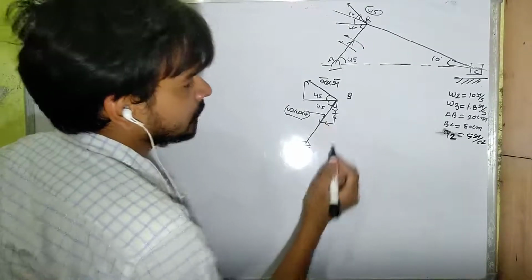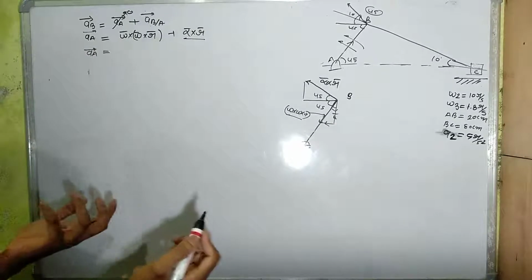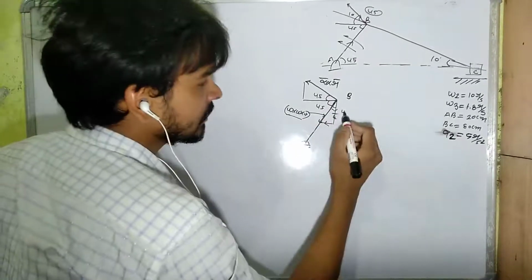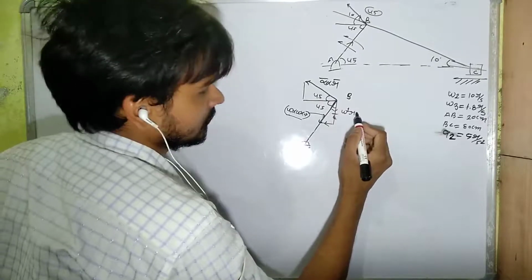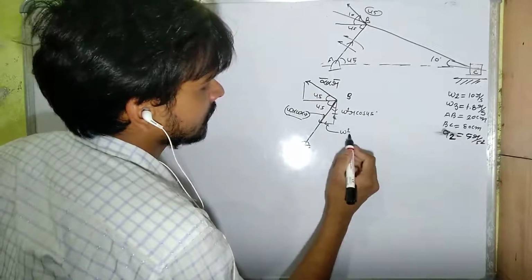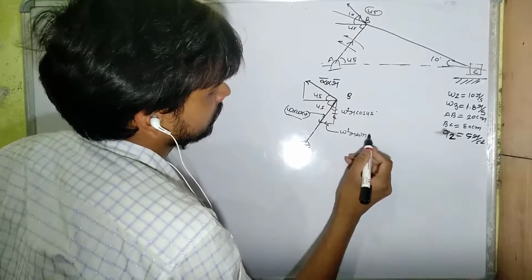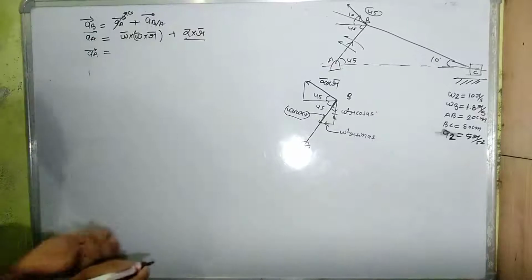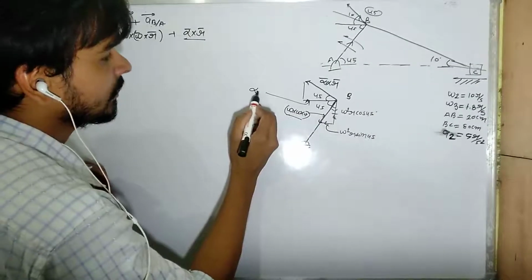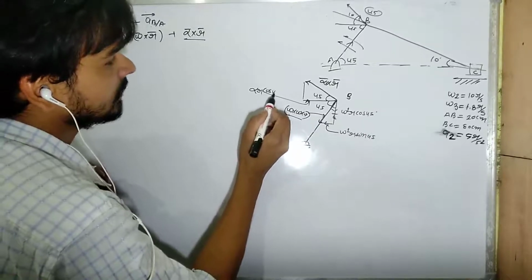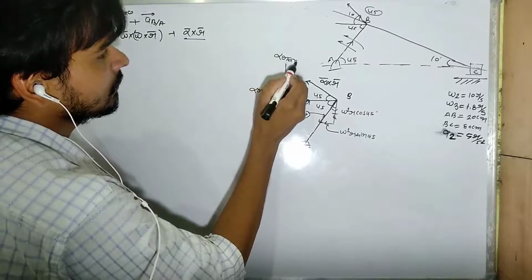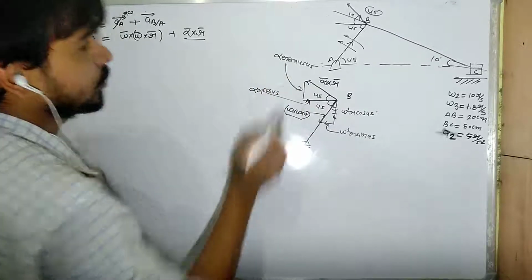Look here, this angle will also be 45 degree. Am I right? This angle will also be 45 degree. This will be omega square r cos 45, and this will be omega square r sin 45. Again, this length will be alpha r cos 45, and this length will be alpha r sin 45. Am I right?